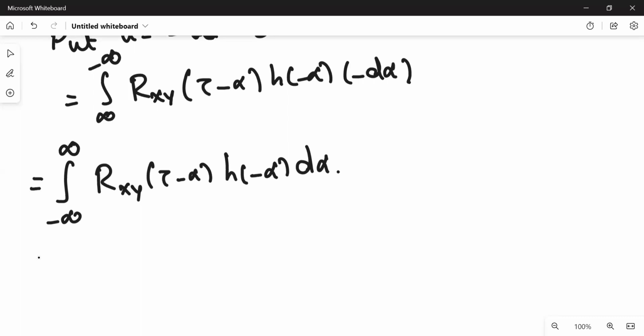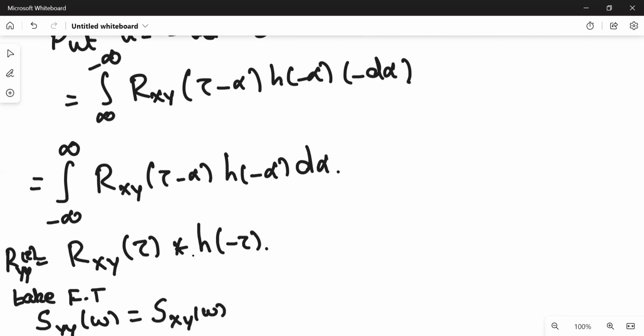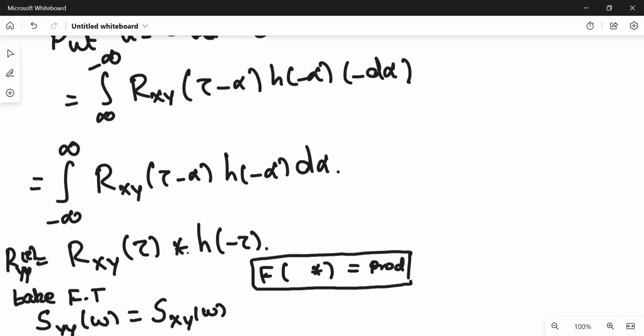By note 1, which we have seen earlier, this is a convolution. What exactly is it? The convolution of the function R_xy of tau with h of minus tau, because we have minus there. Now on the left hand side, we started with R_yy of tau. We take the Fourier transform on both sides. The Fourier transform of R_yy is S_yy, so R_yy of tau becomes S_yy of omega. On the right hand side, the Fourier transform of R_xy becomes S_xy of omega. We know the Fourier transform of a convolution is the product of the transforms. This is the convolution property of the Fourier transform. What is the Fourier transform of h of minus tau?